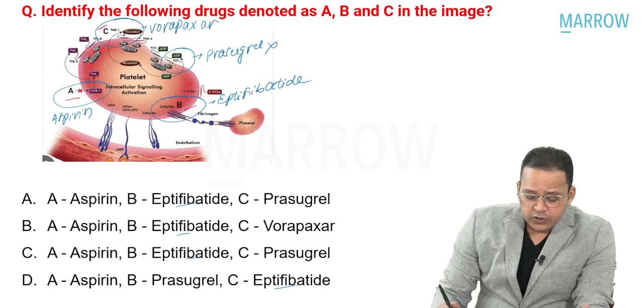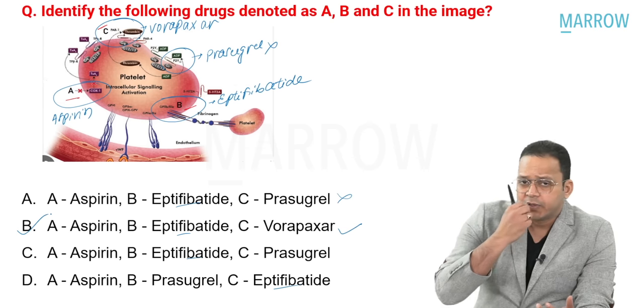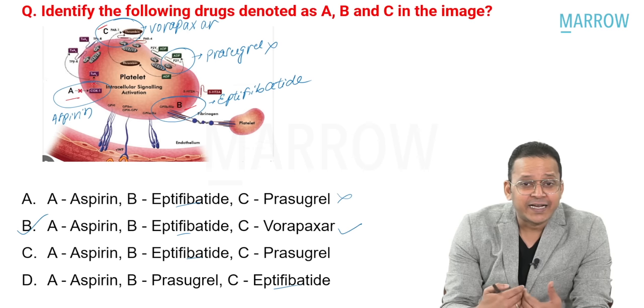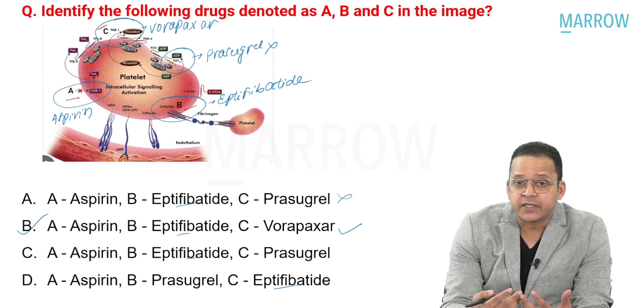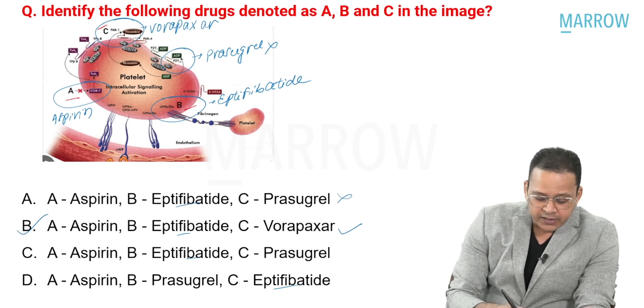A, B, C. So A, aspirin, B, eptifibatide, C, vorapaxar. A, aspirin, B, eptifibatide, C, prasugrel. It is wrong. A, aspirin, B, eptifibatide, C, vorapaxar. Now this is right. So option B is the right answer here. So again, as I said, the images that they've asked in this INI set were more about the mechanisms of drugs acting. And they are not difficult ones, guys. Believe me, they're not difficult. The targets are given, you know the drugs, and you can get to the right answer straight away. Right, so option B is the right answer here.